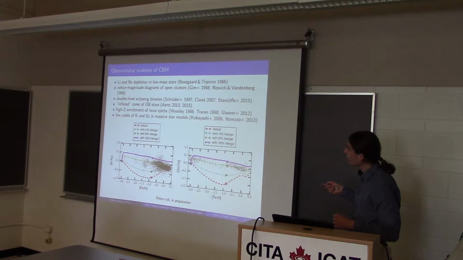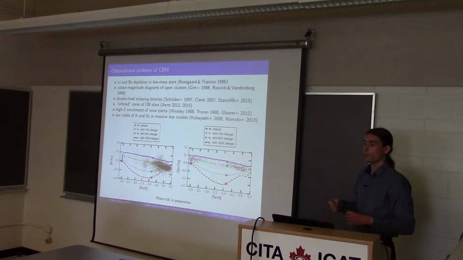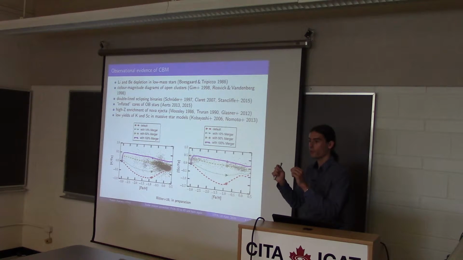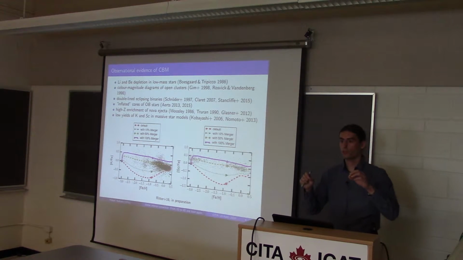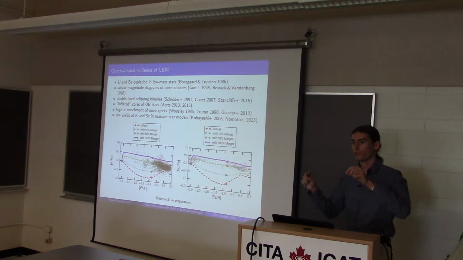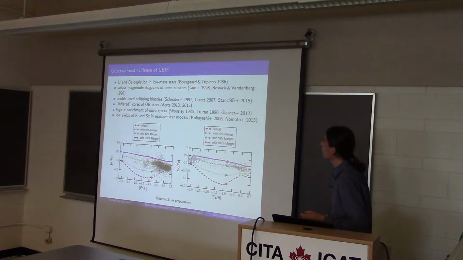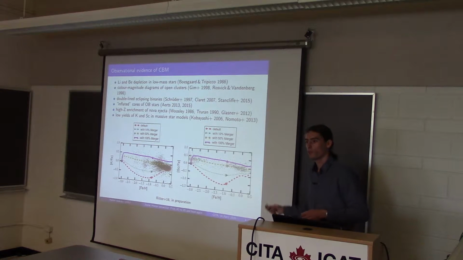In a similar way, if you take observations of double-line eclipsing binaries where you have a lot of information about both of the components, you can place them on a Hertzsprung-Russell diagram. And of course, you would want to fit both components with stellar evolution tracks at the same age, because this should be the age of the system. If you want to do that, you'll only be successful if you have included some additional mixing at convective boundaries.